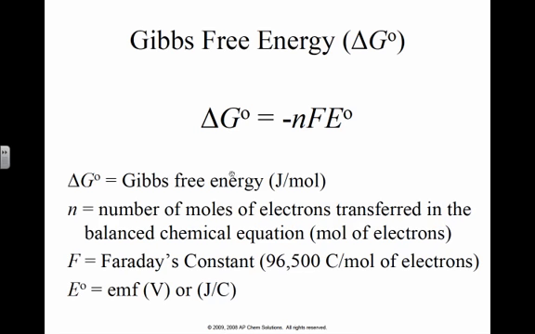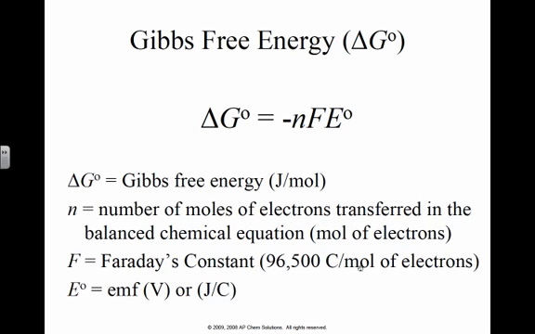So, since I'm talking about spontaneity, there must be some sort of relationship between delta G and E. And this is what it is. Delta G equals negative NFE. E is the E cell. N is the number of electrons being transferred in the chemical equation. F is called Faraday's constant. Faraday's constant is the charge of 1 mole of electrons.